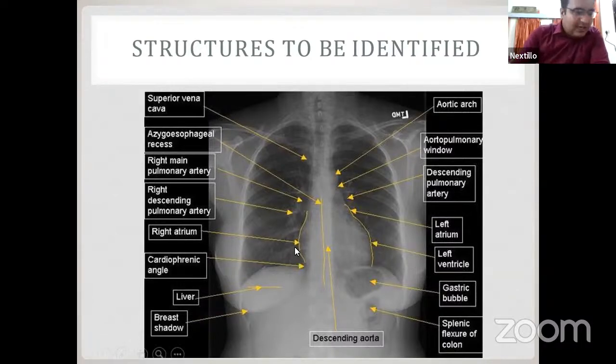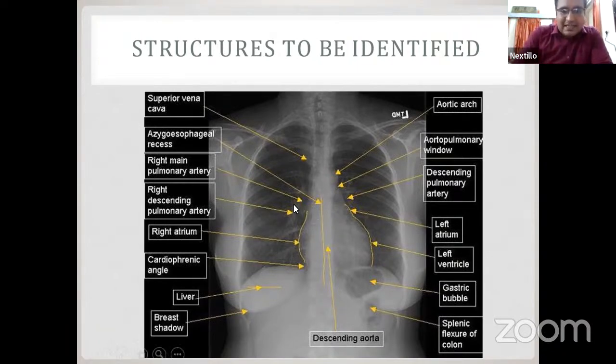Now, look at this right heart border. Can you appreciate, this right heart border is made by the right atrium. This left border is made by the left ventricle. This part is left ventricle. When we go forward, it will be the left atrium. I will show you one more good image so that it could be very easy for you to remember.